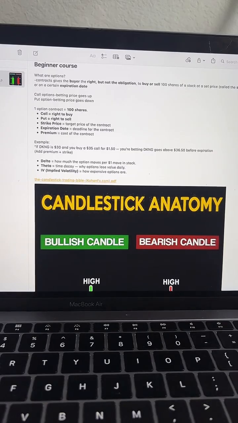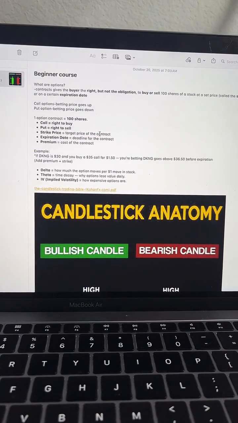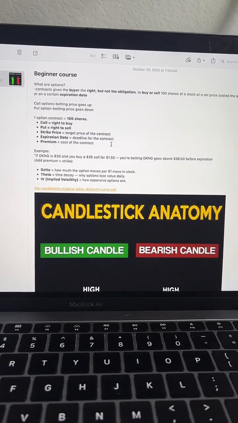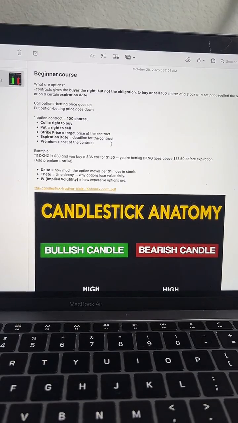So briefly, this was last week. We talked about options. That is what I trade. I'm going to do a quick recap of options. Basically, they are contracts that give the buyer the right but not the obligation to buy or sell 100 shares of a stock at a set price, which is called the strike price, before or on a certain expiration date.